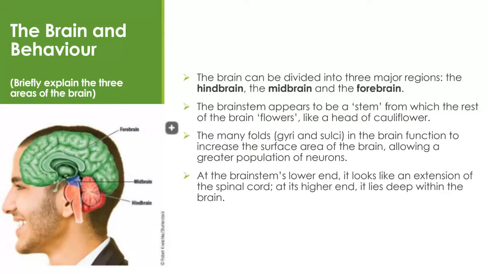The brain is divided into three major regions. We have the hindbrain, which you can think of as the back, sort of just above your spinal cord. You have the midbrain, and you have the forebrain.